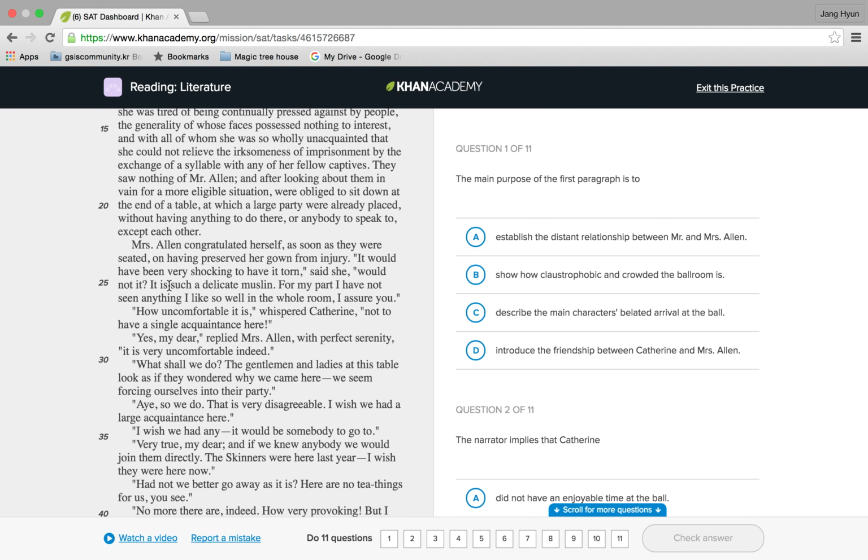It would have been very shocking to have it torn, said she. Would not it? It is such a delicate muslin.